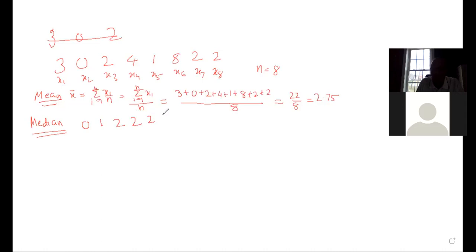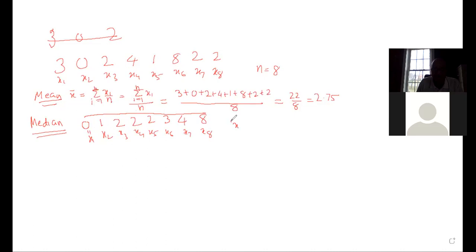And then I would like to go for 3, and then 4, and then 8, then 8. So these are the numbers on the real line. You can see like this. This is my x1, x2, x3, x4, x5, x6, x7, and x8. So n is equal to 8.